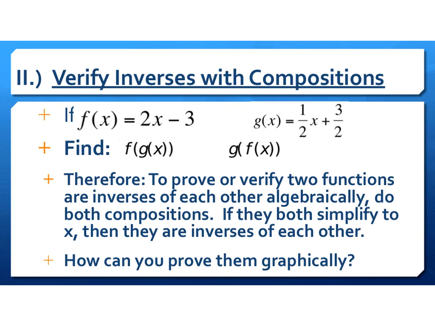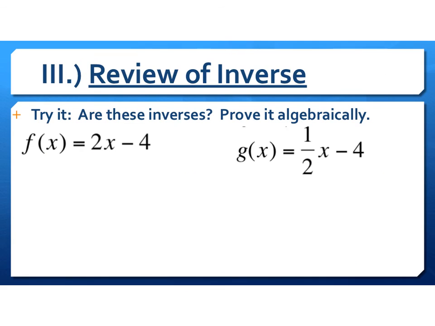To prove or verify two functions are inverses of each other algebraically, you need to do both compositions, and if they both simplify to x, then they are inverses of each other. It has to be x and x. It can't be 3x and 2x. It can't be 5 and 5. They both have to simplify to x. How can we prove these graphically? We could go ahead and graph them.